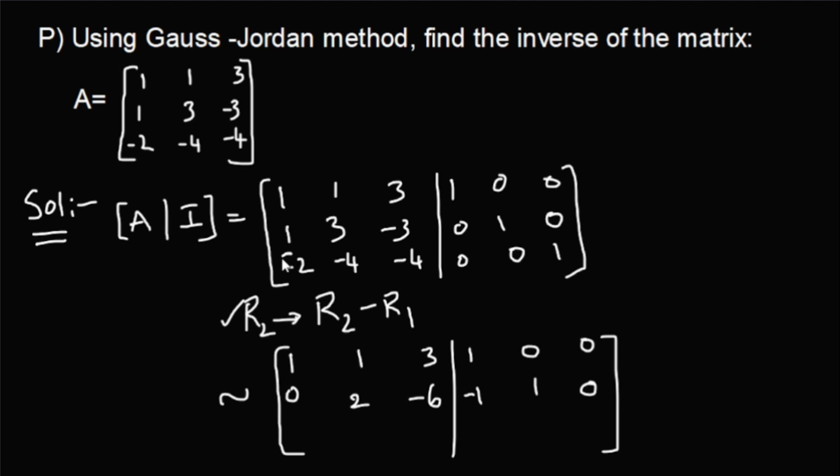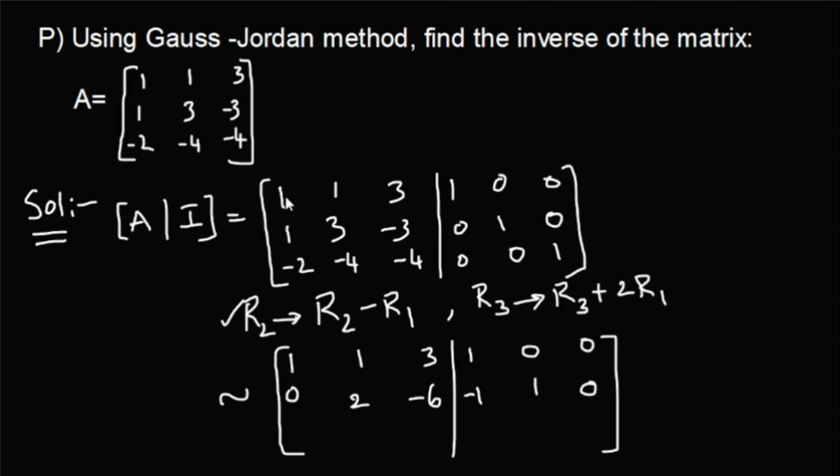Then how to get 0 in this place? That means we have to modify R3. So R3 implies R3 plus 2R1. We have to use the first row only. Because we are modifying R2, we should not use R2 to modify R3. In the same step, we are also modifying R2. So, to modify R3, we have to use R1 only.